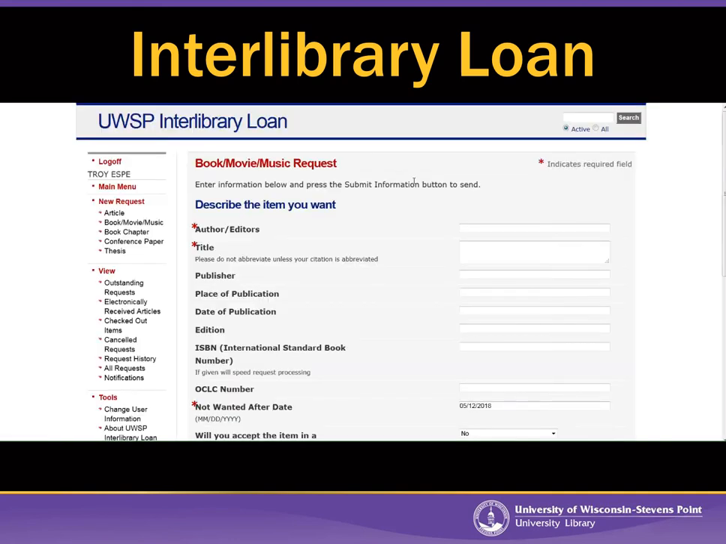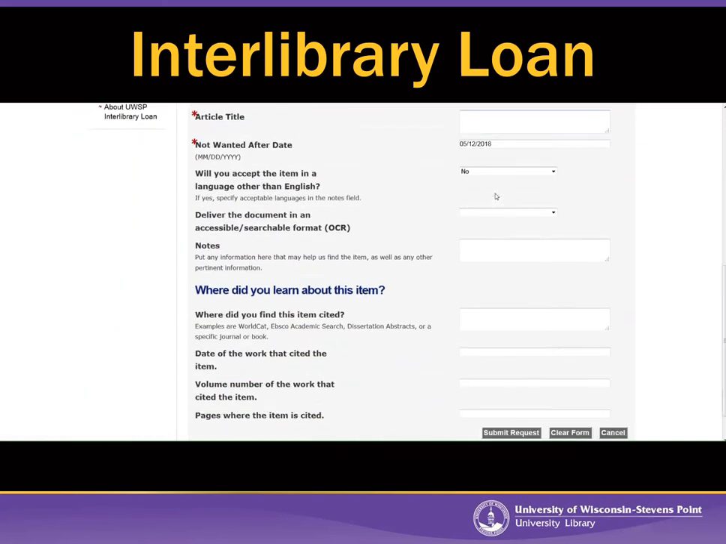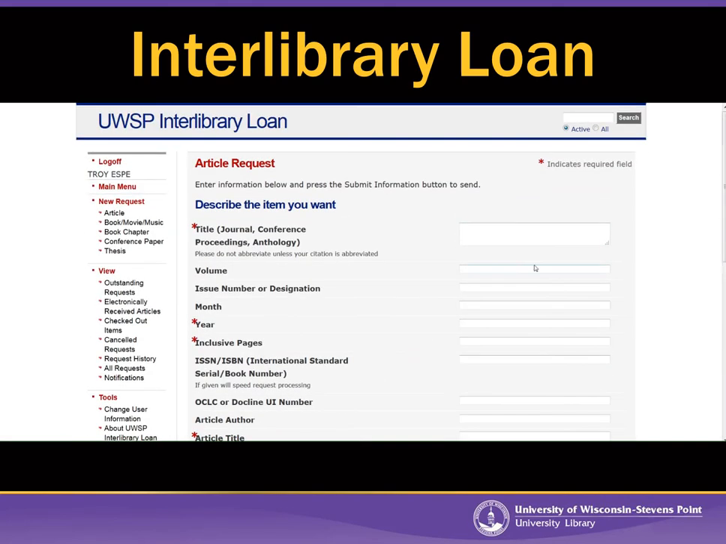I'm already signed in, so go straight to the UWSP Interlibrary Loan form. Now you'll notice that the default is to request a book, a DVD, or a music score. However, you can request articles through Interlibrary Loan. It's over here in the left-hand column. Under New Request, you can just click on Article. Click on Article and then fill out the web form containing the article's citation information.